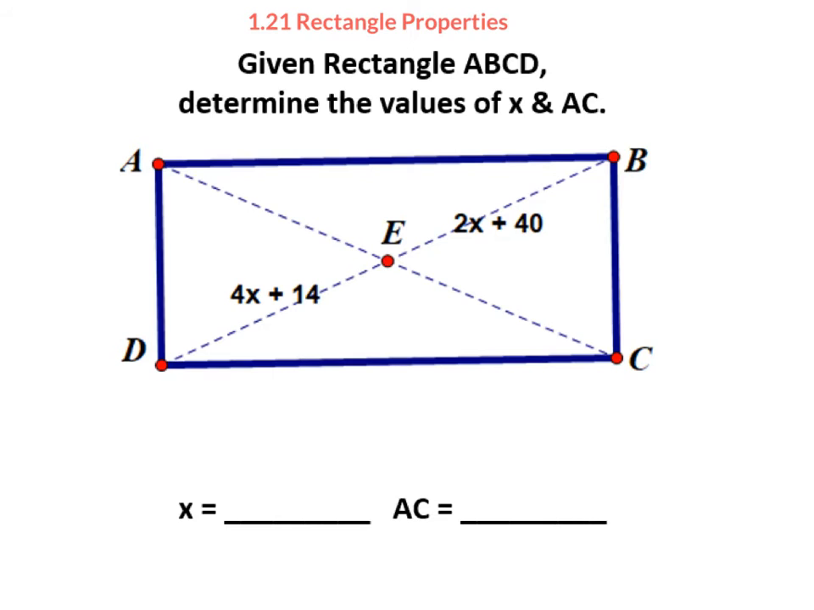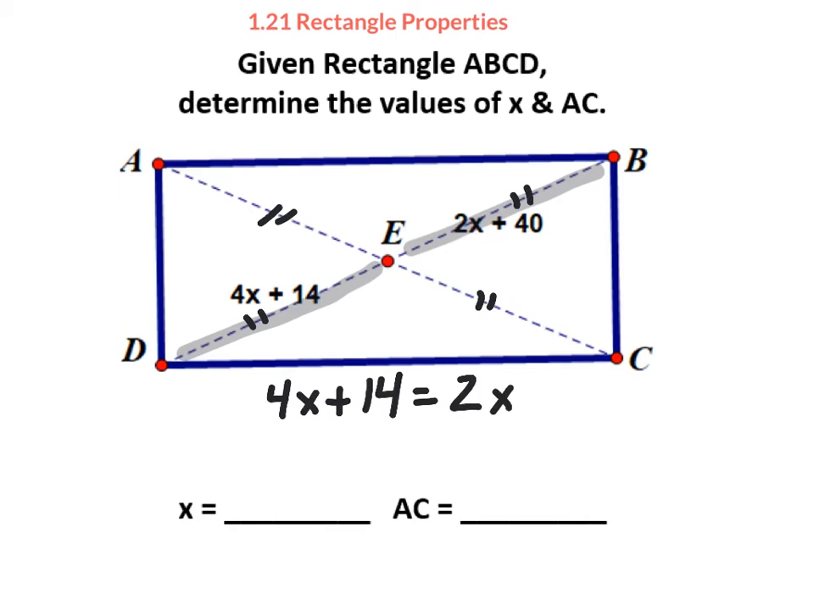What I notice about this is that these are about lengths of diagonals now, not about angles. And I know that those two have to be equal to each other. I know that all four pieces actually have to be equal. So I would say 4x plus 14 must equal 2x plus 40. And that gives me 2x equals 26, and I would get 13.